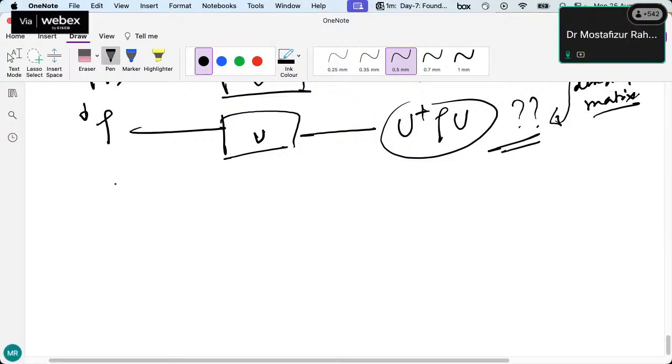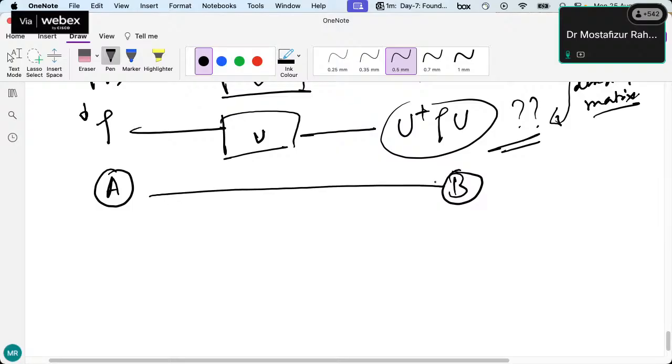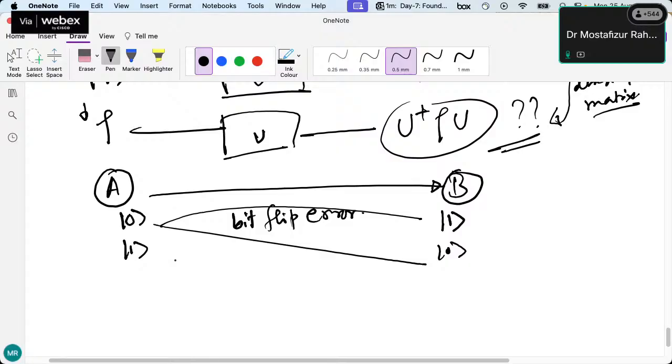So when we communicate between two places, A and B, we send some information from here. Suppose we send ket 0 from point A, and we get ket 1 at point B. That means something happened in between, right? As an error. This kind of error is called a bit flip error. That means you have sent 1 and you have received 0. Earlier in digital communication, you sent 0 to 0 with probability P, 0 to 1 with probability 1 minus P, some binary symmetric channel, right?